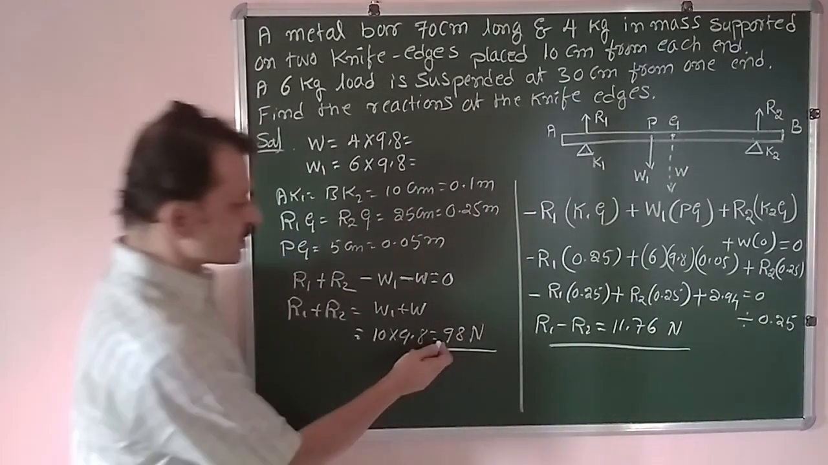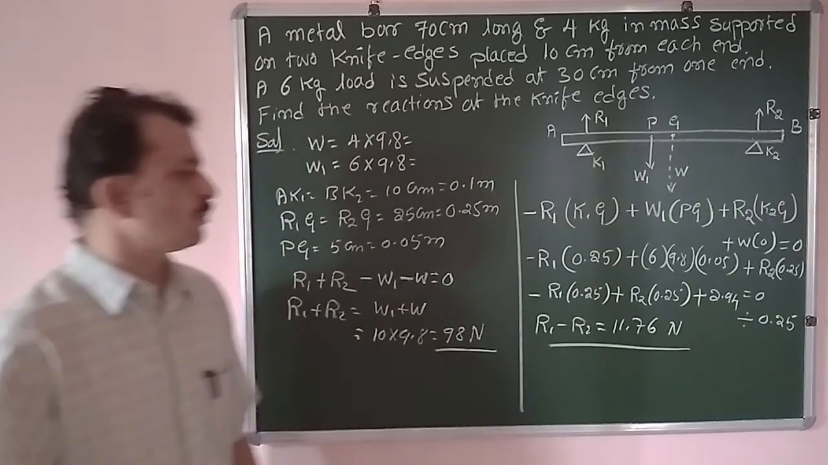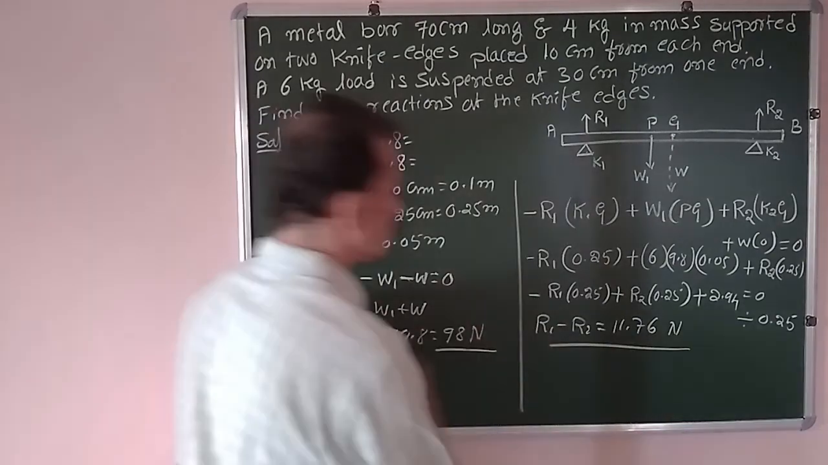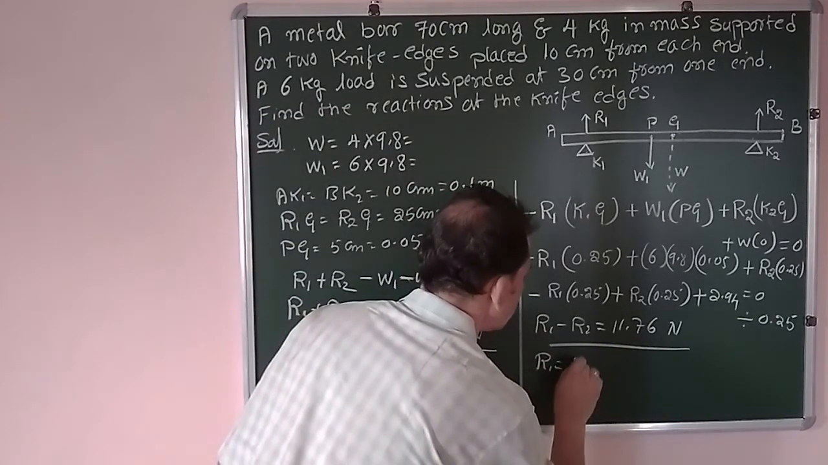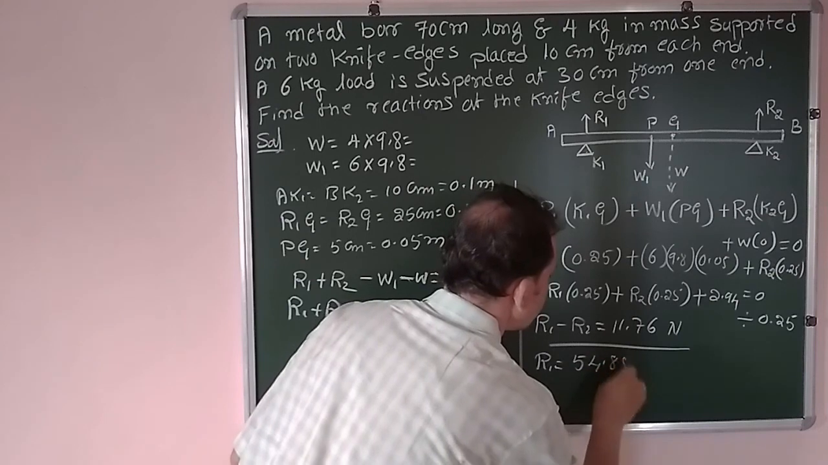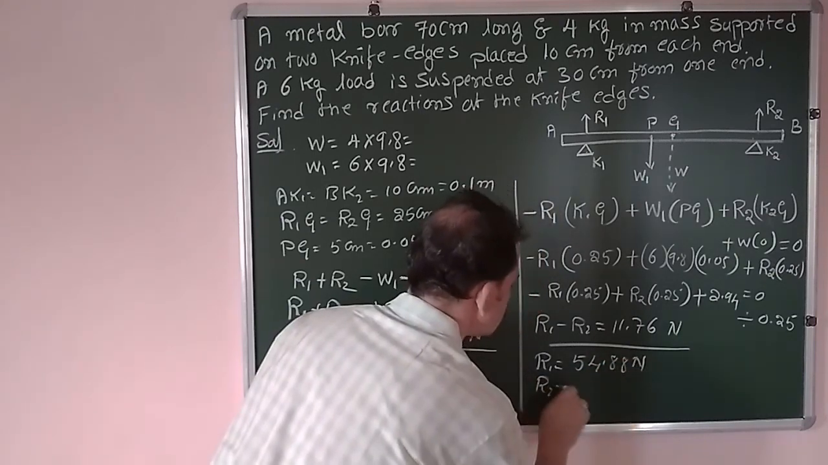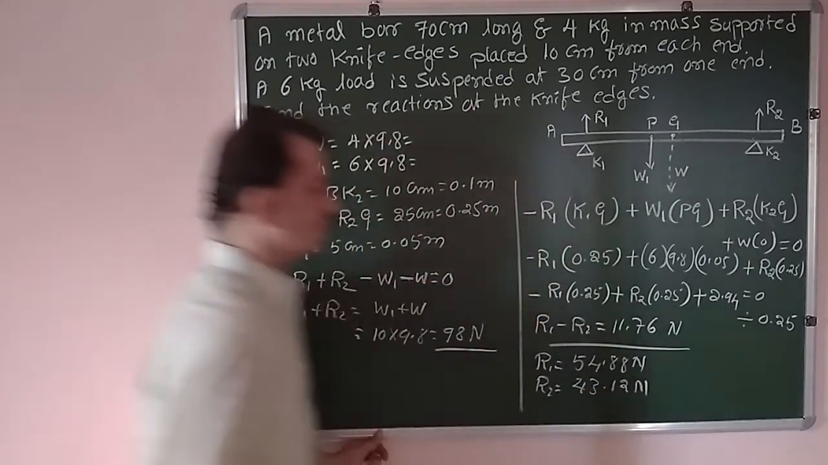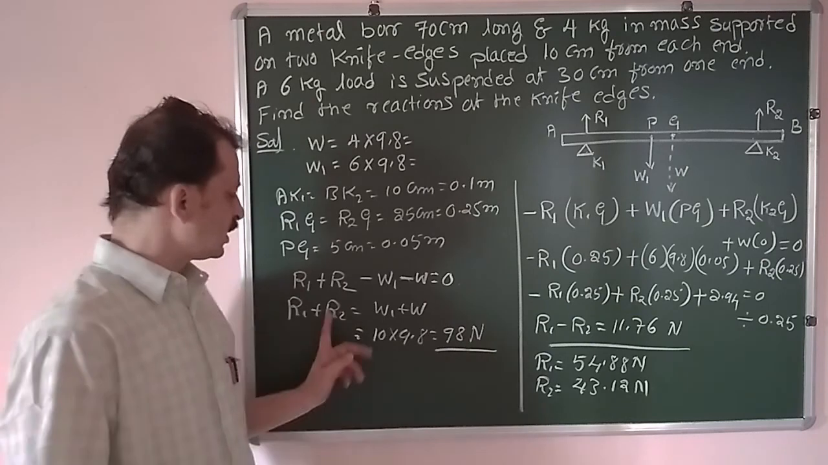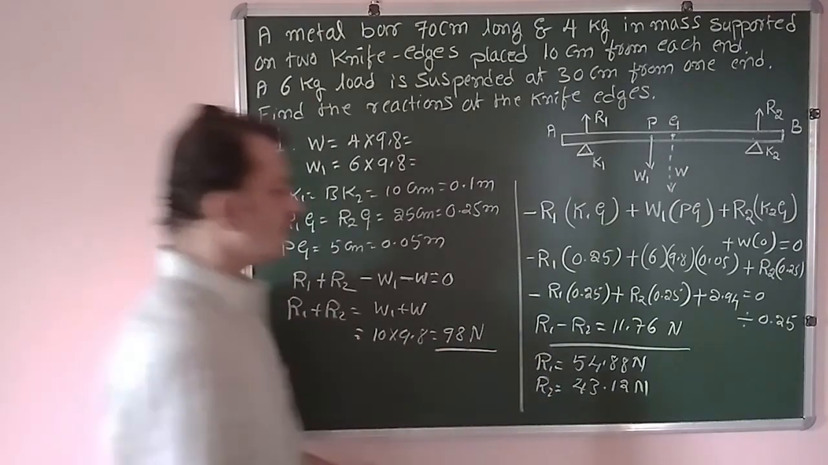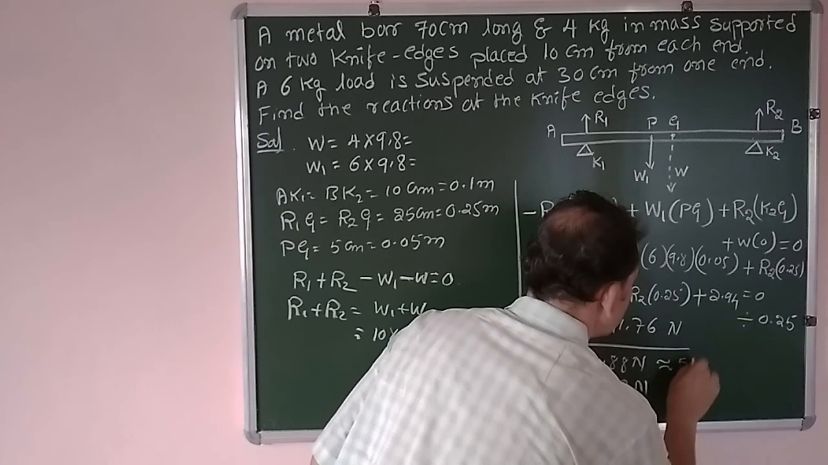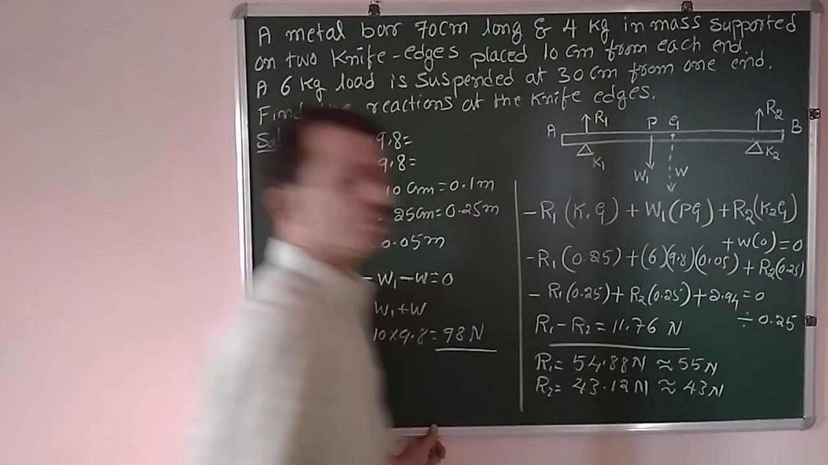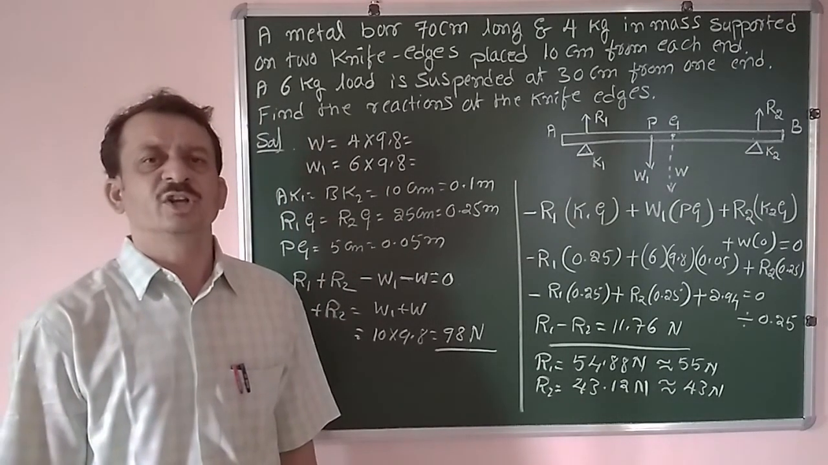Now R1 plus R2 is 98 and R1 minus R2 is 11.76. Now we are getting two simultaneous equations, and solving them, I am going to get R1 is equal to 54.88 Newton and R2 is equal to 43.12 Newton. Okay, simultaneous equations, substitute and simplify. Or I will take this one as nearly equal to 55 Newton, and this as 43 Newton. Now these are the reaction forces.